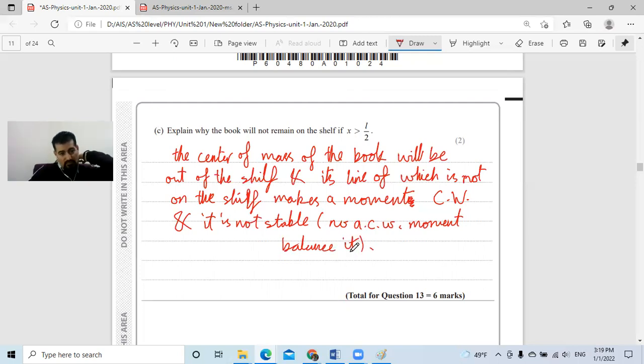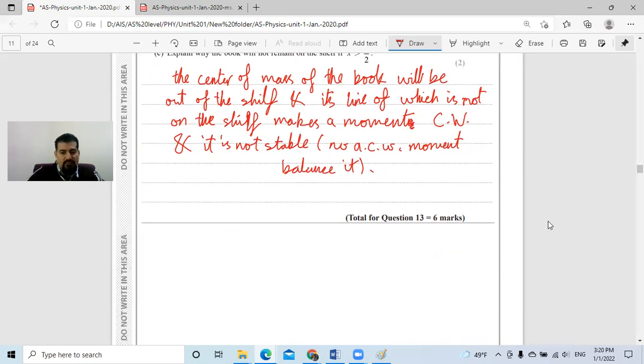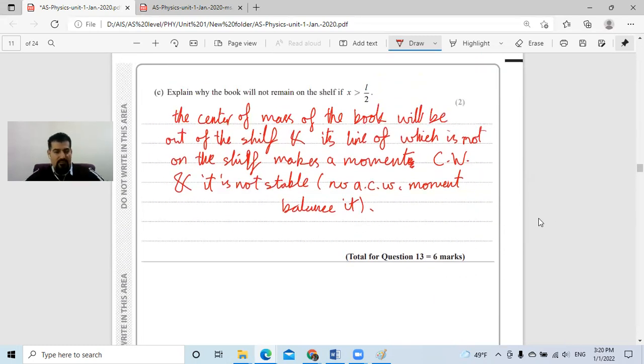Yes, there is a moment clockwise. There is no moment anti-clockwise. The moment of the total weight out of the shelf is greater than the moment of the book inside the shelf. Write this down.